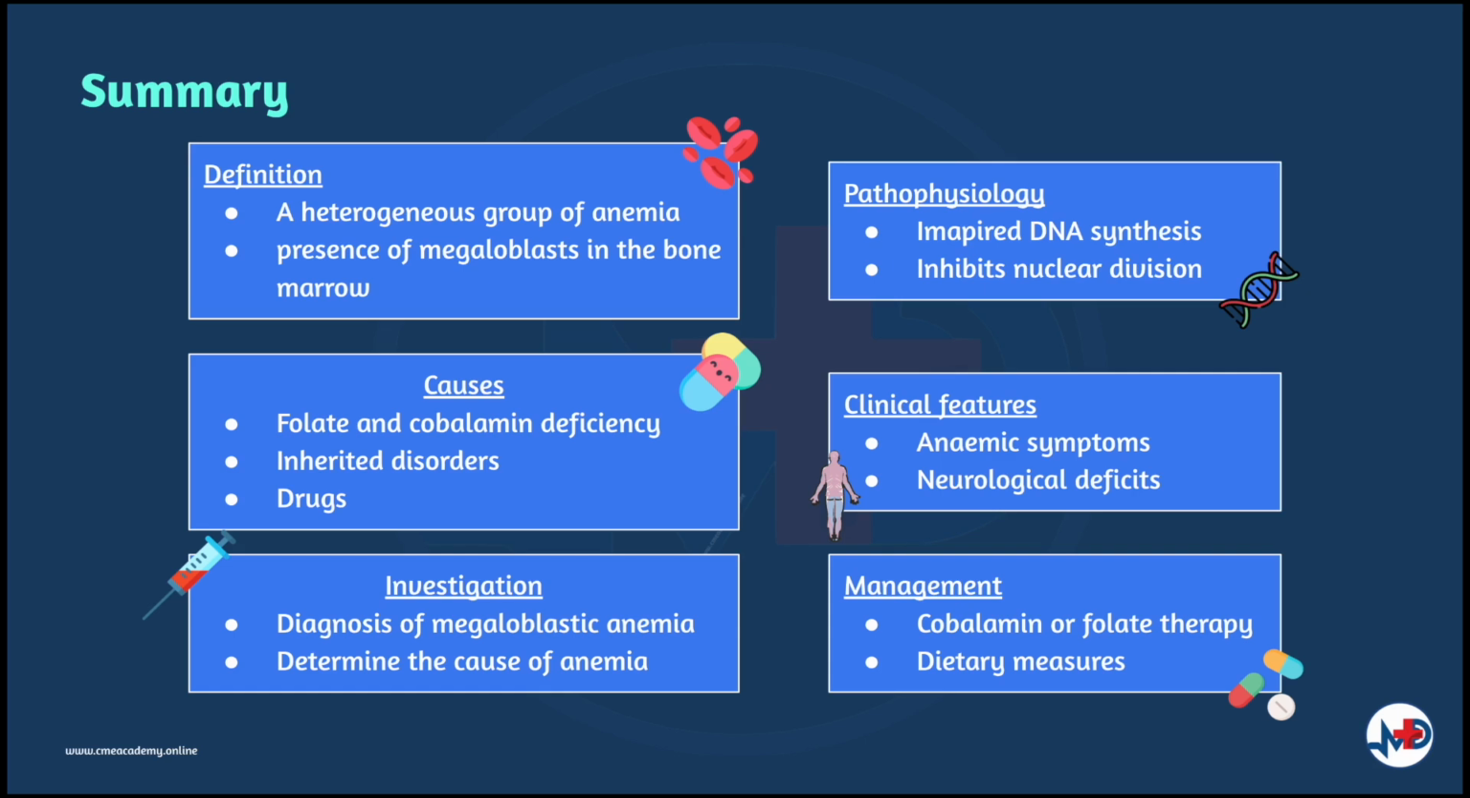Clinical manifestations of megaloblastic anemia are usually only seen in severe cases in the form of anemic signs and symptoms, as well as neurological deficits. Important investigations to order include full blood count, RBC indices, peripheral blood smear, reticulocyte count, LDH and indirect bilirubin, iron and ferritin levels, serum cobalamin, serum folate, as well as the RBC folate levels, if indicated. Generally, most patients are treated with cobalamin or folate therapy along with important dietary measures taken.